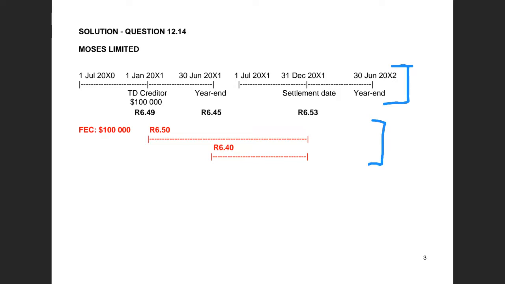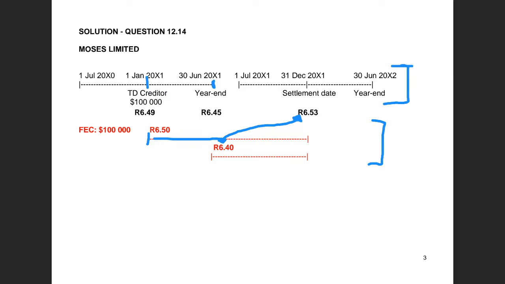Here, the creditor started off on the 1st of Jan, and we need to remeasure it at the end of the year. Then we've got the FEC, which also started off on the 1st of Jan, and we need to remeasure it to an FEC similar to it at the end of the year. And then at settlement date, we're going to remeasure it at the spot rate, because that is the fair value. So that's what we're doing there.